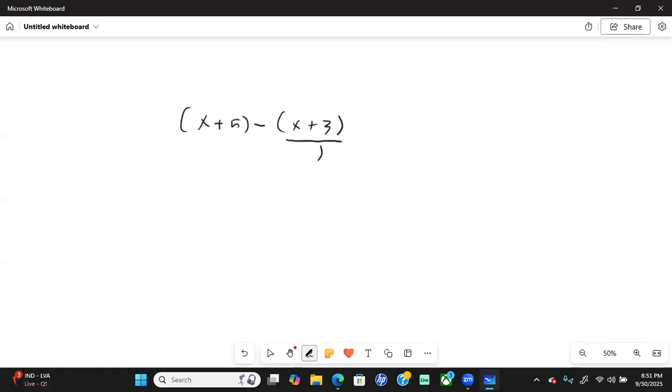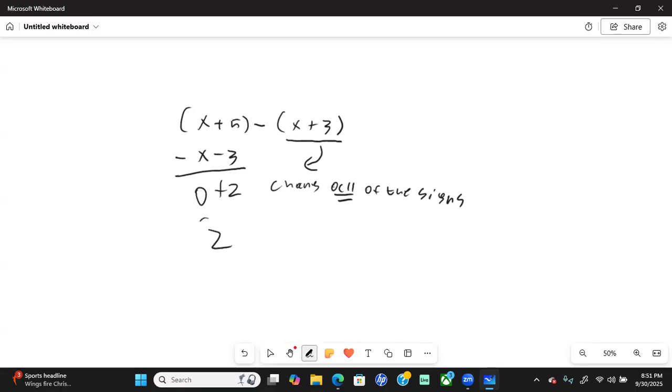Well, we're taught to take this and change all of the signs in this equation, right? And then we add them together. So this becomes minus x minus 3. That gives us 0 plus 2. Therefore, our answer would just be 2.